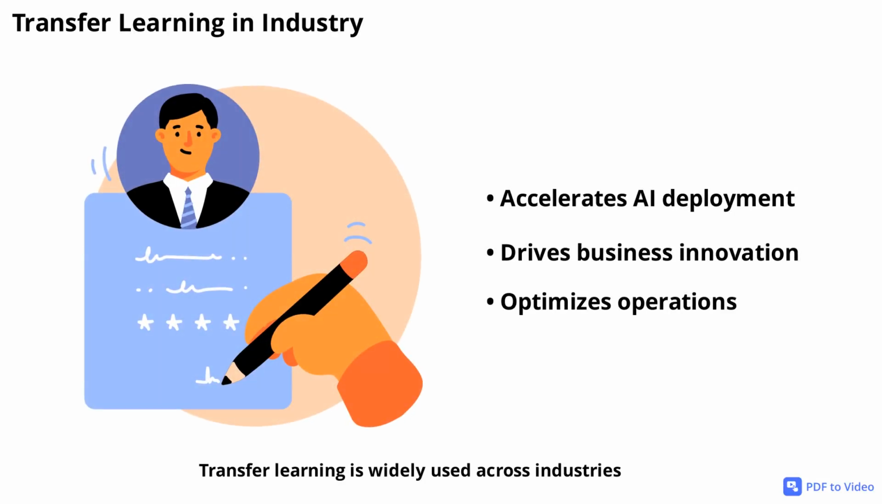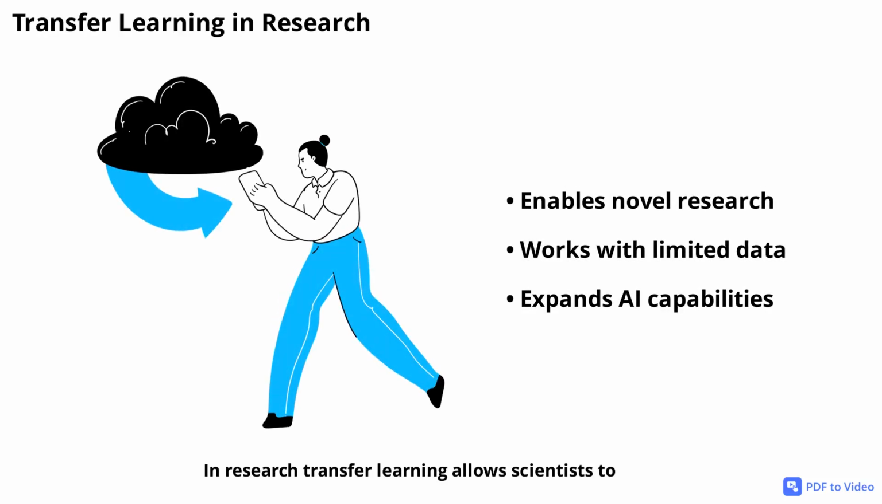Transfer learning is widely used across industries. From automating customer service with chatbots to improving product recommendations and optimizing supply chains, transfer learning enables businesses to deploy AI solutions faster and more effectively, driving innovation and growth. In research, transfer learning allows scientists to tackle new problems with fewer resources. By building on existing models, researchers can explore novel applications, test hypotheses, and push the boundaries of what AI can achieve, even with limited data.